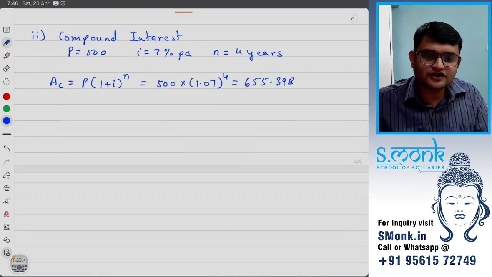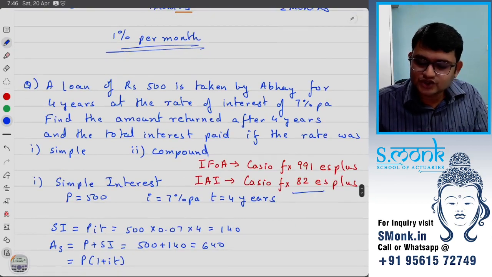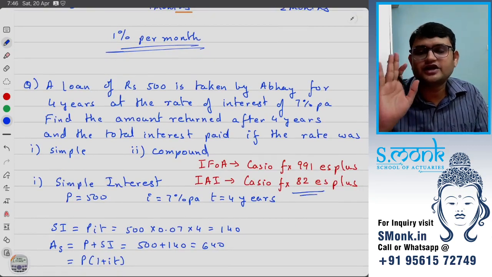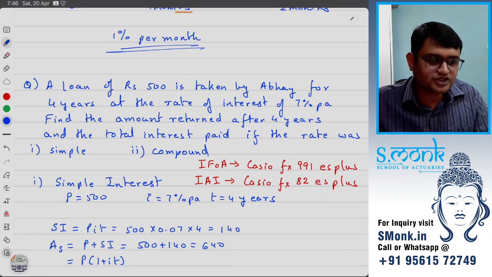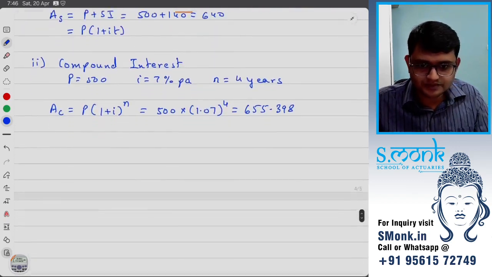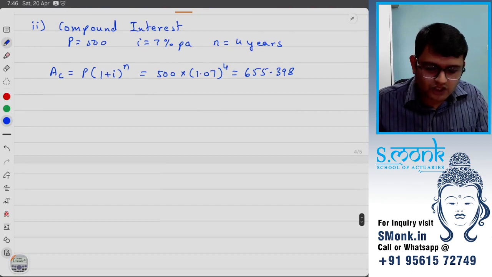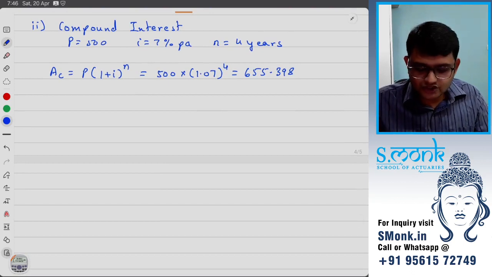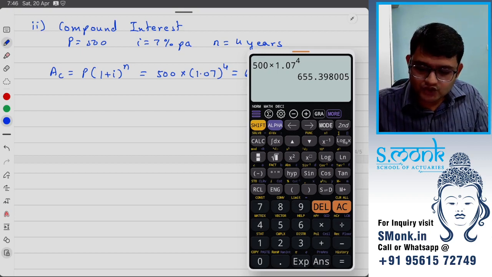IAI are strict, even though their examination is going to be online, they are going to ask you to show which calculator you are using. That is why for IAI we have a restriction on calculator. Throughout our course, I am going to teach you how to use the scientific calculator. You will not have any problem using the calculator.